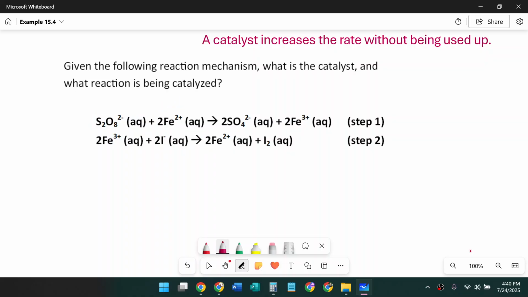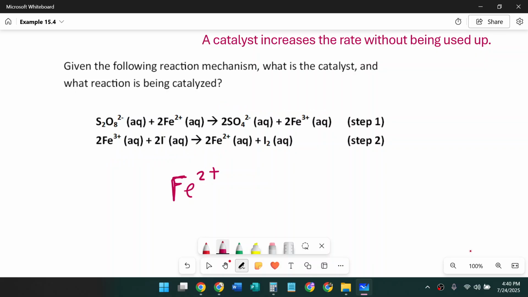So the Fe2+, we don't need to know how many moles of it are involved. That is the catalyst because it is used up. It's not over here anymore. There's an Fe, but it's 3+. But then after the second step happens, we get it back.